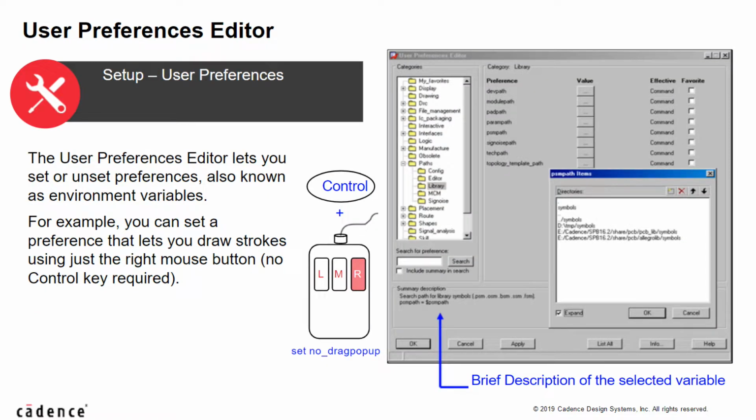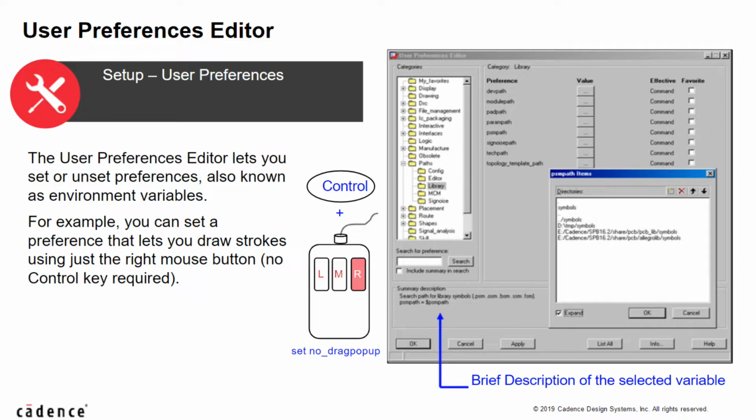The User Preferences Editor lets you set or unset preferences known as environment variables. All changes are written to the user's environment file. All preferences are grouped together based on like functionality. When you select a category from the left side, all the preferences in that category are listed in the category section on the right side of the form. Note that certain variables can only be set or unset, while other variables require values to be entered.